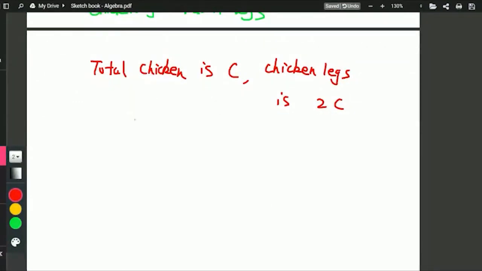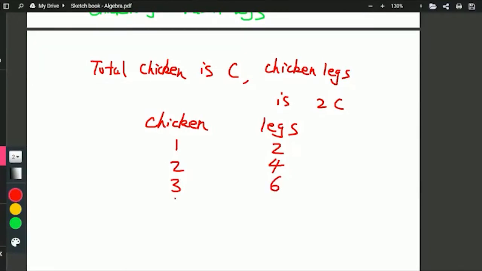So let me write down an example. If you have one chicken, you have 2 legs. 2 chickens, 4 legs, right? 3 chickens, 6 legs. 4 chickens, 8 legs. 5 chickens, 10 legs. So since each chicken has 2 legs, the number of legs is always twice C.